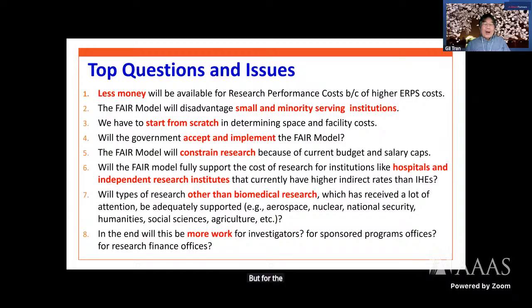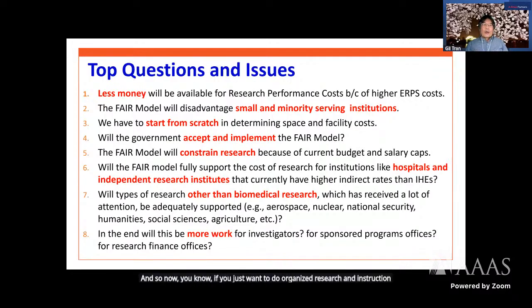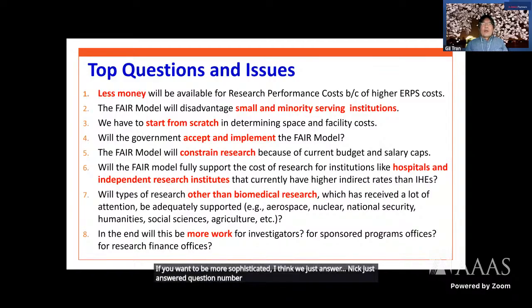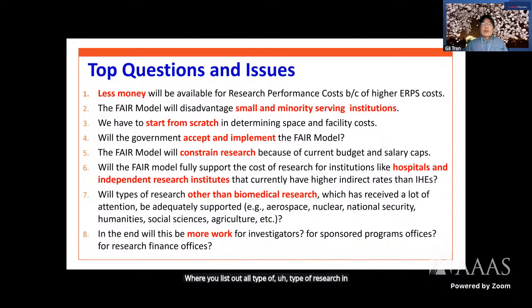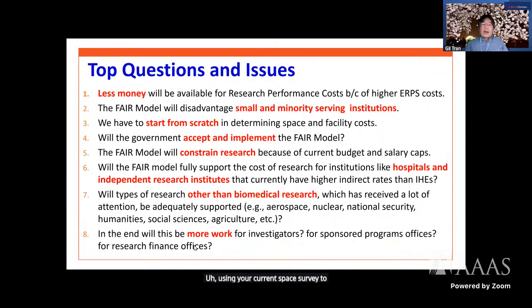But for the detail option, you can basically use the current space survey system that you're using for your current costs and build on that, because the current space already allocates the cost to organized research. And so now, if you just want to do organized research and instruction, you already have that system to do that. If you want to be more sophisticated, I think Nick just answered question number 7, where you list out all types of research in there: aerospace, nuclear, biomedical, social science. There's a possibility there, based on the type of lab or office that you use, you can have different rates, using your current space survey to allocate the cost down to that type of lab and develop the rate for it.